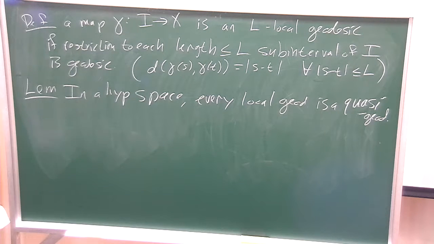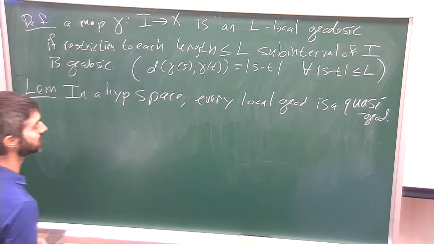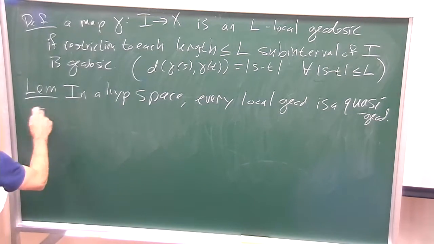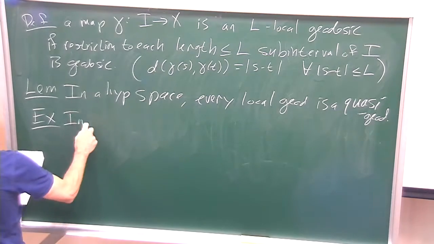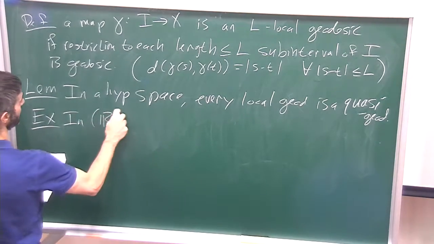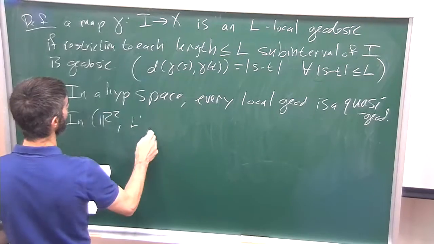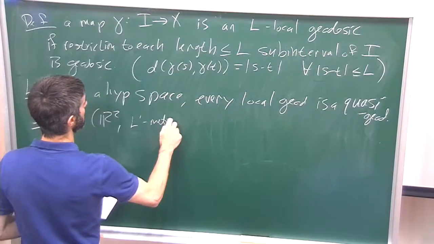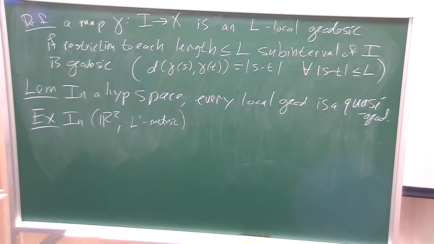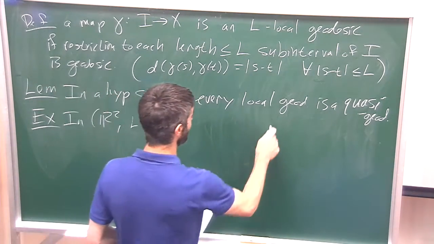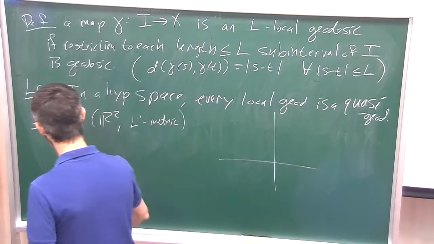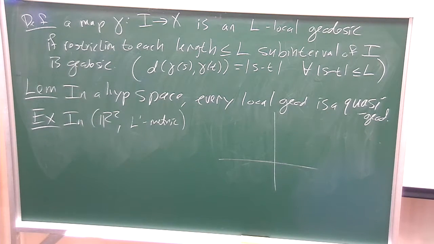Let me give an example. Maybe I can write it a little low here because it doesn't really matter. But like, in R2, say with the L1 metric, that's the taxi cab metric where you imagine it was a grid and geodesics go straight and make turns. Okay, so in there, what might a local geodesic look like in this space?